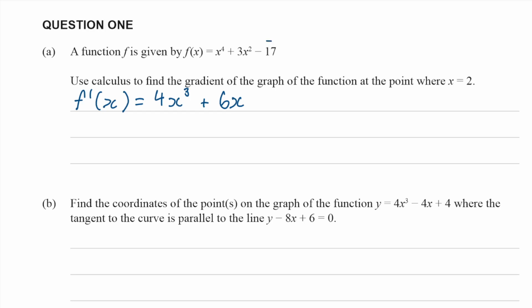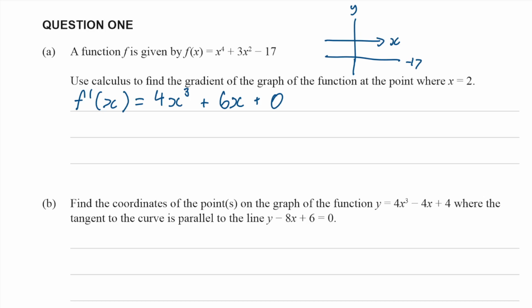And lastly, the derivative of negative 17. So the best way to remember this is that the gradient of a constant is 0. In other words, if we had our xy graph and we plotted y equals negative 17, it would be a flat line. In other words, the rise is 0 over the run. So the gradient is 0. In other words, the derivative of a constant is 0.